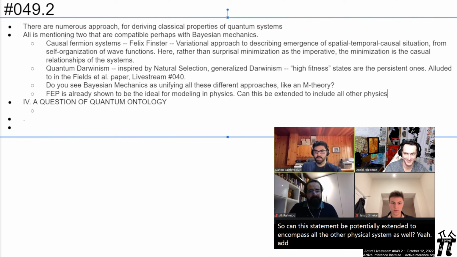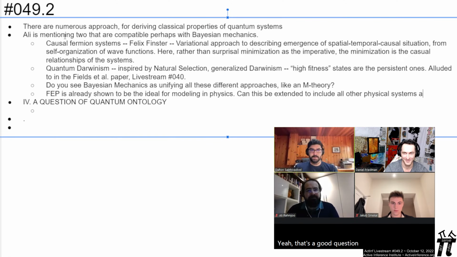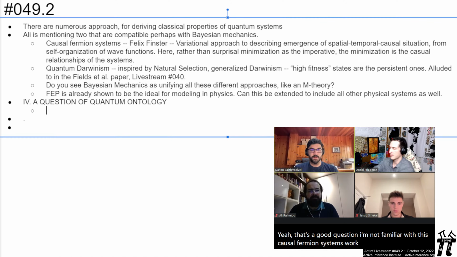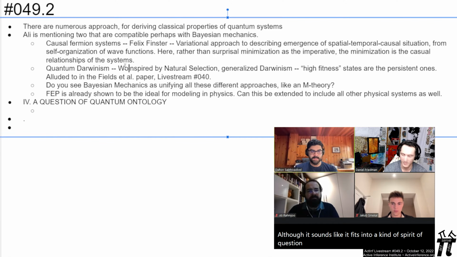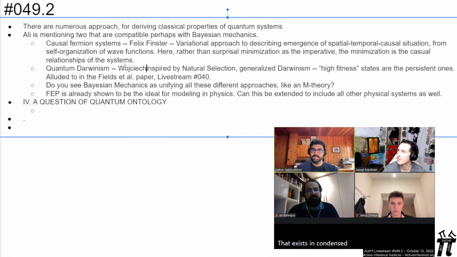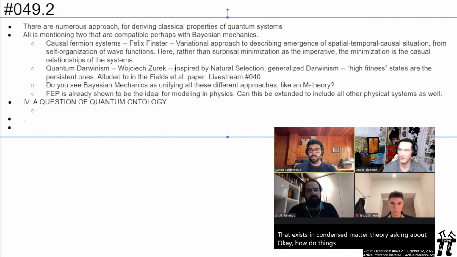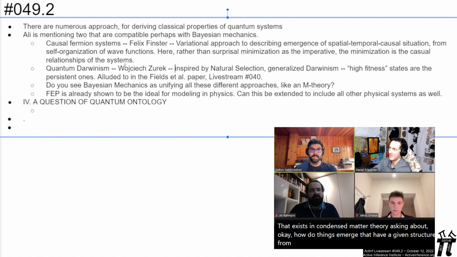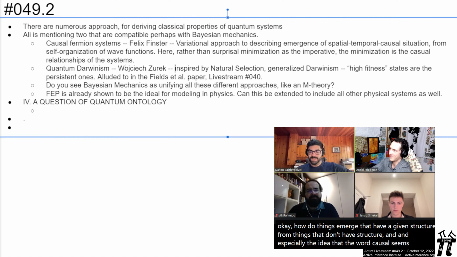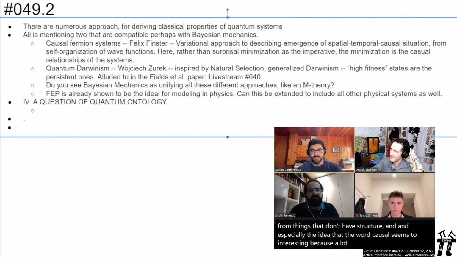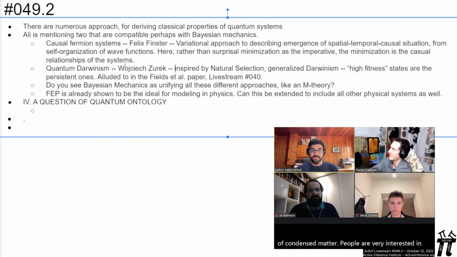Yeah, that's a good question. I'm not familiar with this causal fermion systems work, although it sounds like it fits into a kind of spirit of question that exists in condensed matter theory, asking about how things emerge that have a given structure from things that don't have structure. And especially the word causal seems interesting, because a lot of condensed matter people are very interested in information theory very recently.